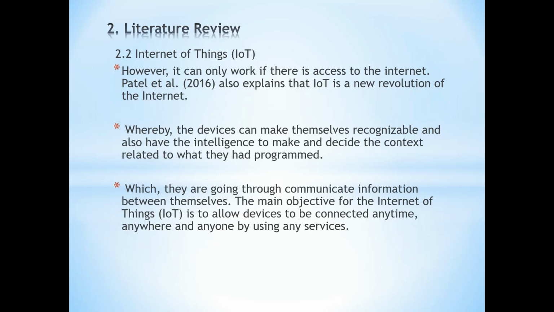Fatal et al. 2016 also explained that IoT is a new revolution of the Internet. The devices can make themselves recognizable and also have the intelligence to make decisions related to what they have been programmed to do, as they communicate information between themselves. The main objective of the Internet of Things is to allow devices to connect at anytime, anywhere, and with anyone by using any service.